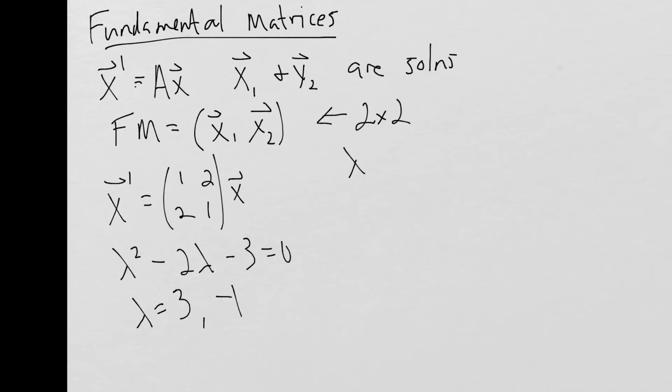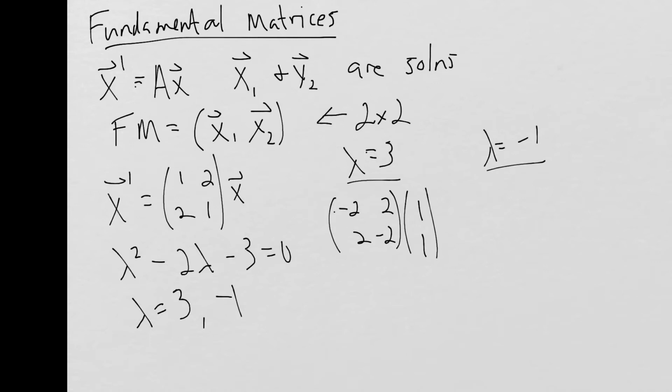So let me come over here. Lambda equals 3. I'm going to subtract it along the diagonals. That gives me [-2, 2; 2, -2]. My vector for that is 1, 1. I'm going to take lambda equal to negative 1. That's going to give me [2, 2; 2, 2], which gives me a vector of 1, negative 1.